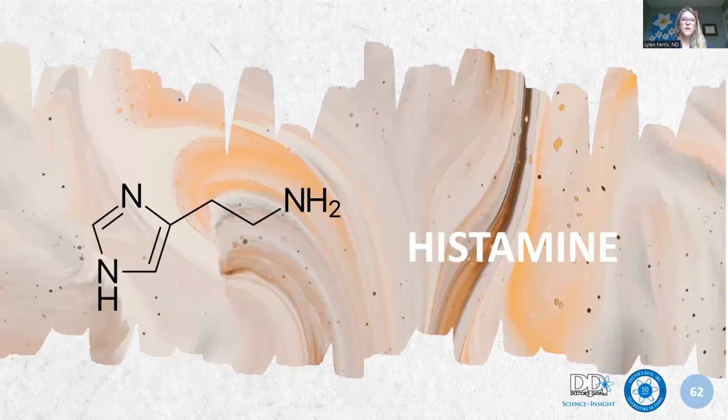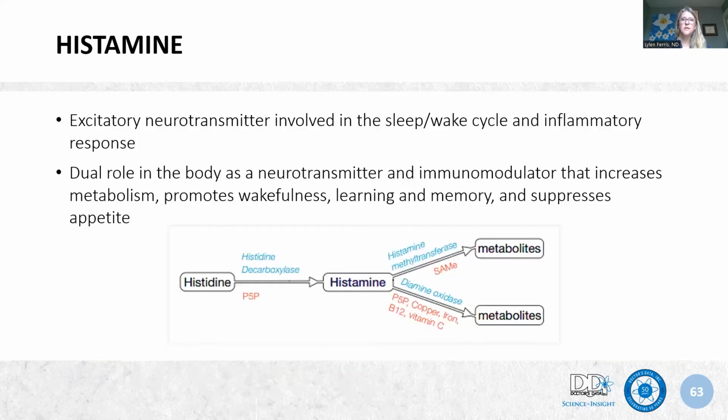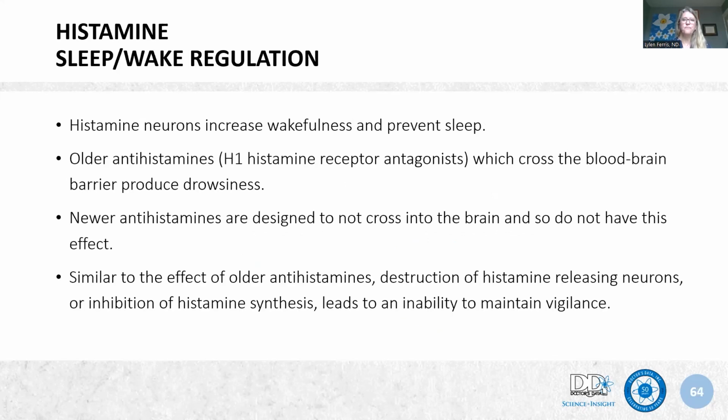Now, moving on to histamine. Histamine is an excitatory neurotransmitter that's involved in the sleep-wake cycle and the inflammatory response. It plays a dual role in the body as both a neurotransmitter and an immunomodulator that increases metabolism, promotes wakefulness, and suppresses appetite. And its precursor is the essential amino acid histidine.